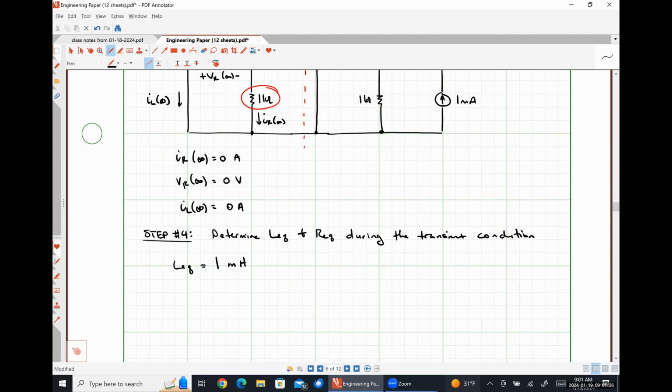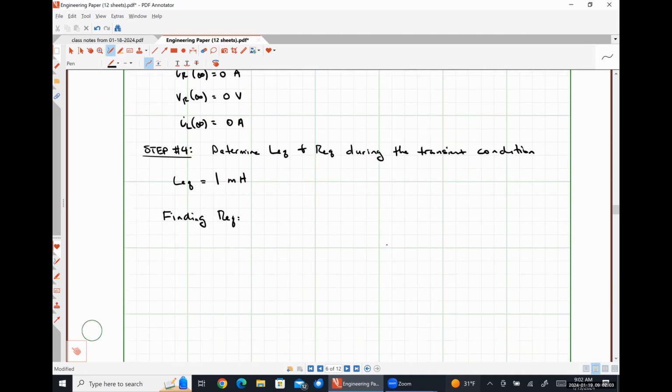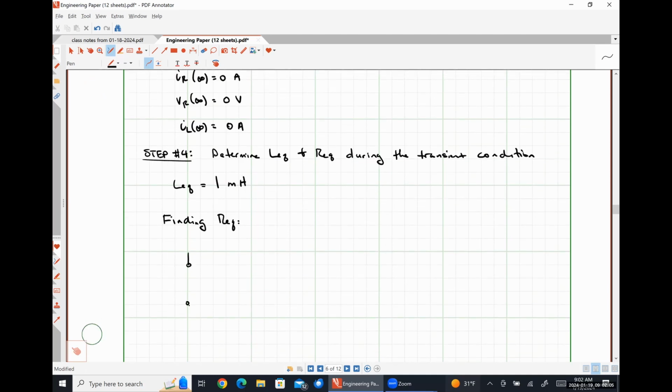Now we need to figure out what REQ is. To determine the equivalent resistance during the transient condition, we are going to find the equivalent resistance as seen by our energy storage element. So we're going to take the inductor out and look in through its terminals at a dead network, and whatever resistance we see is the REQ for our equation. So, finding REQ. My inductor is taken out of the circuit.